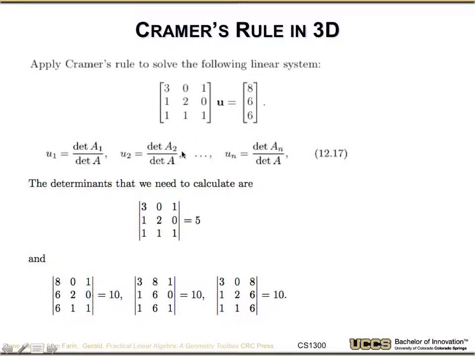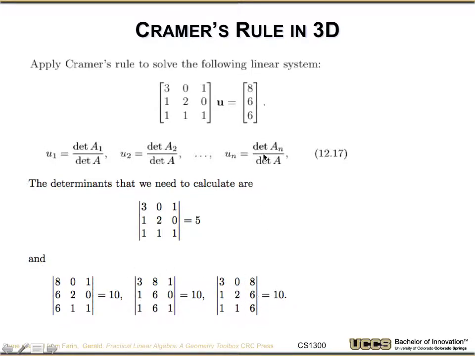For our second determinant A2, I replace the middle column with the right-hand side, so I get 311, 866, 100. I'm not going to go through the determinant again. This also has a determinant of 10. It doesn't have to. It could be something very different, but it just happens to work out to 10 here.